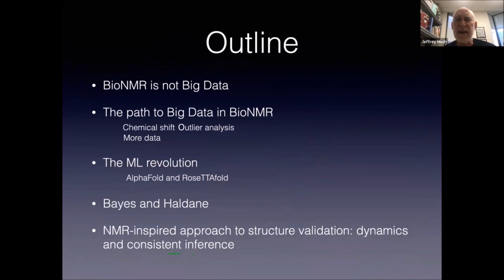So, quick outline. Bio-NMR, first off, really doesn't qualify as big data, although I think we, in principle, could get there soon. I'll talk about the path to getting to big data, the machine learning revolution that we're dealing with, some ideas from Bayes and Haldane about how to deal with some of the challenges that validating predicted structures pose, and I'll close with an NMR-inspired approach to structure validation of predicted structures.